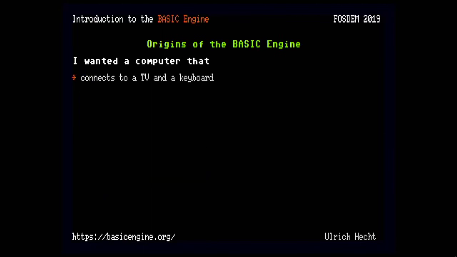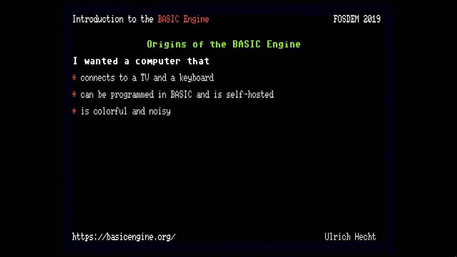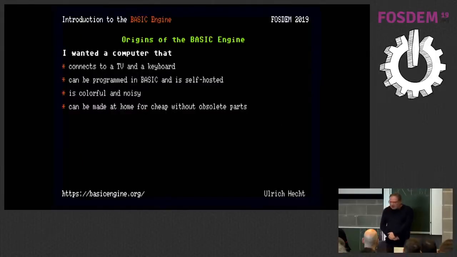The origin of the system is that I wanted a computer that connects to a TV and a keyboard. It should have been possible to program it in BASIC, and it should be self-hosted. That is to say, you should not need another computer to program the computer. So it's not like an embedded system or a games console or something like that. It has to be colorful and noisy, otherwise it's boring. And it should be possible to make it at home. It should be cheap, and you should not need obsolete parts, like when you have to rely that somebody in China still has a box of a certain kind of chip in there.